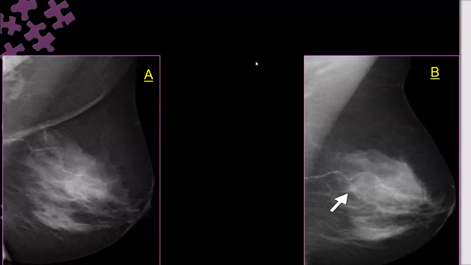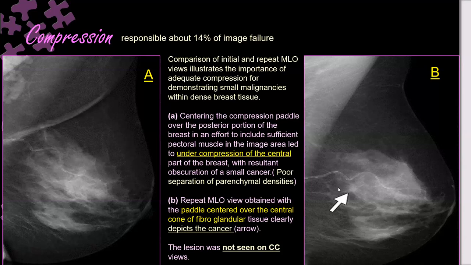This is compression. Excellent. This is compression. You remember the case? Yes? The one under compressed here, when they make proper compression, so separation of the parenchyma, we could delineate the lesion. Big, this is small breast cancer.